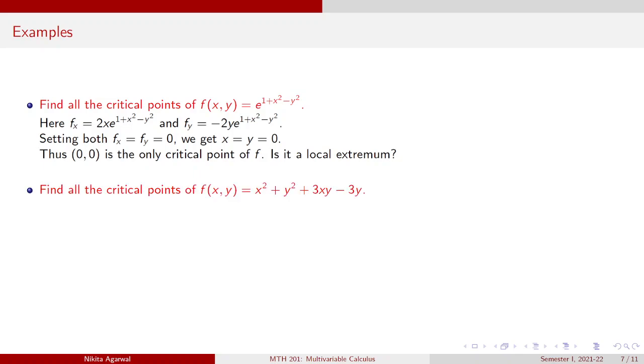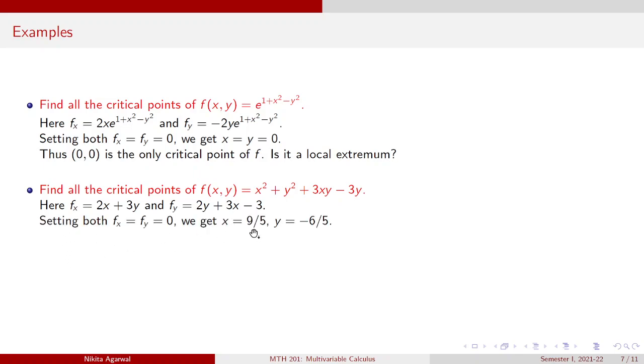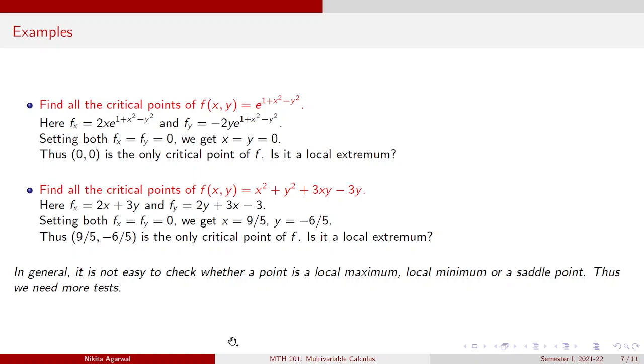Okay, let us look at another example. Find all the critical points of this function. Again, you compute the first order partial derivatives and set them both equal to 0. In this particular case, you will get x to be 9/5 and y to be negative 6/5. Therefore, this is the only critical point of f. Now, the question is, is it a local extremum? Again, we can't say directly. In general, it's not easy to check whether a point is a local maximum, local minimum or a saddle point. Thus, we need more tests.